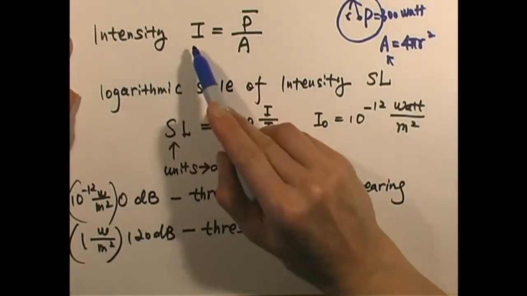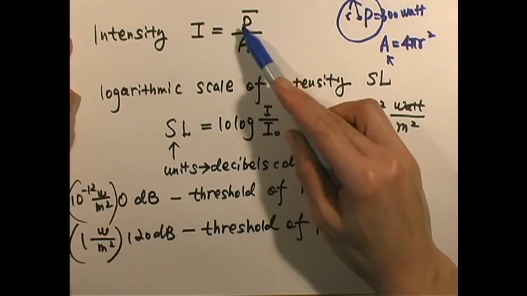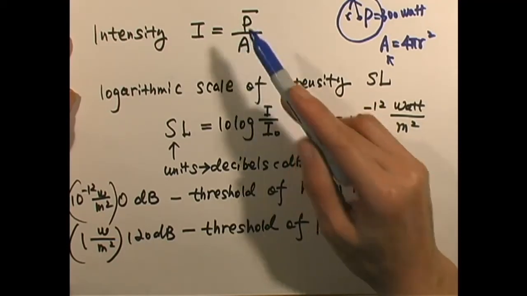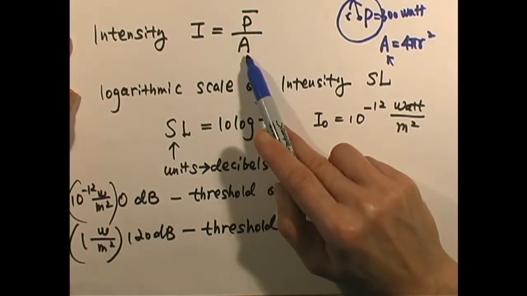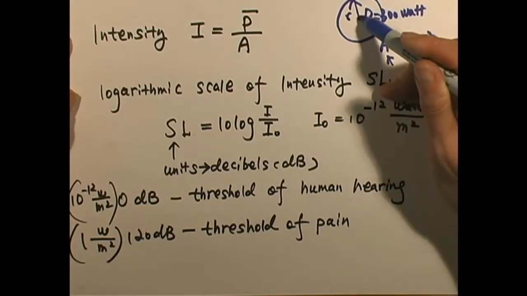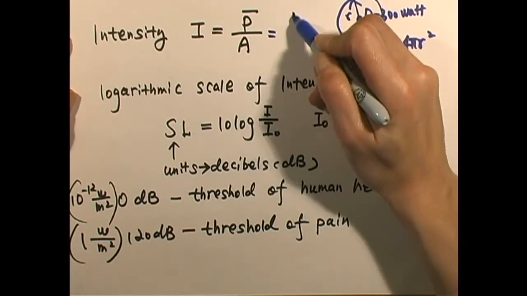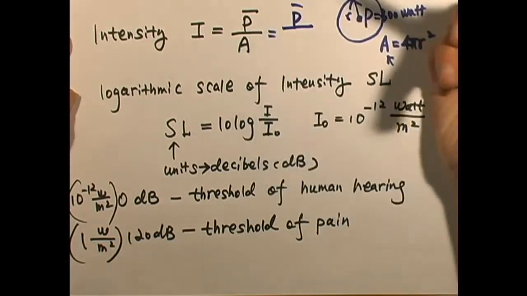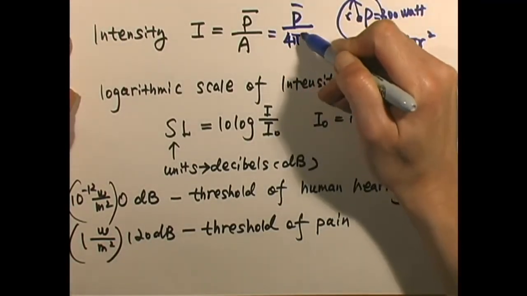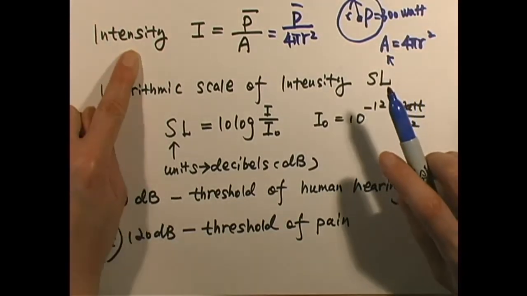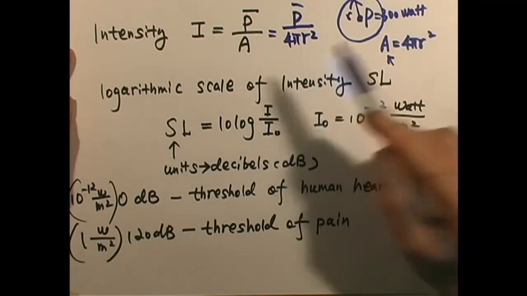We define intensity I equal to the average power, so-called average, because we want to eliminate the time fluctuation and just talk about the average. So intensity is the average power divided by the total area. If we consider a point source and a spherical wavefront, then that equals the average power divided by 4 pi r squared, because the wavefront always has the shape of a sphere. This tells us that the intensity of sound is inversely proportional to the distance squared.